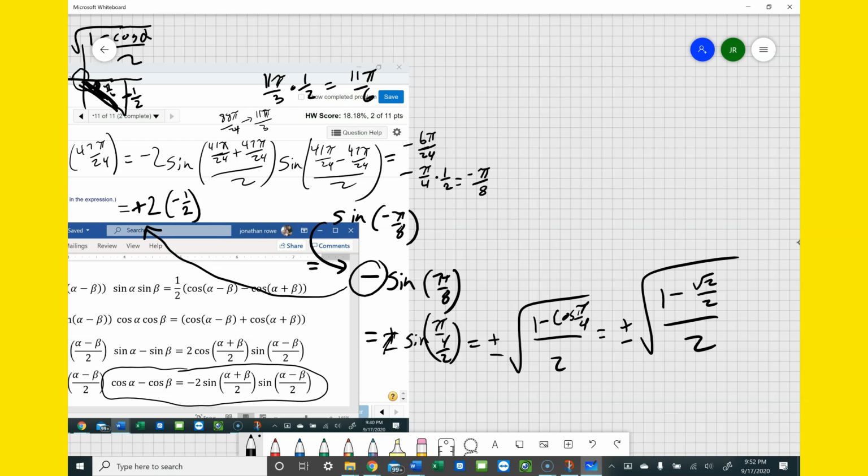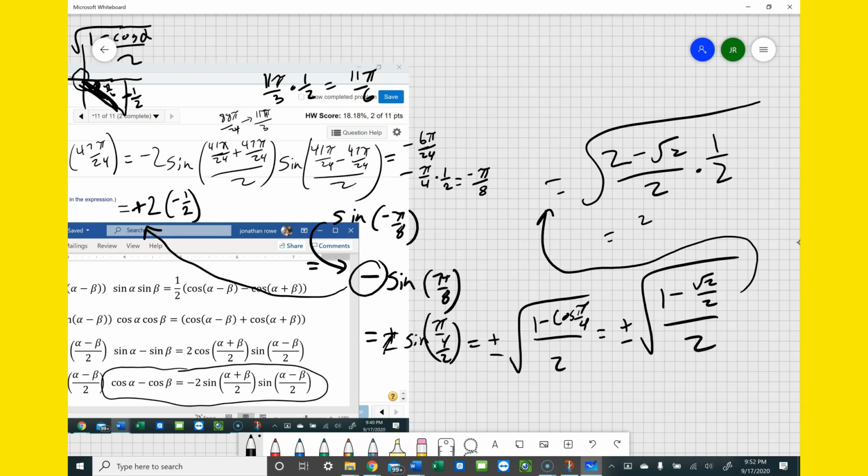And that 1 can be 2 over 2, so that becomes 2 minus root 2 over 2, over 2, which is times a half, which is 2 minus root 2 over 4, which is the square root of 2 minus root 2 over the square root of 4, which is the square root of 2 minus root 2, over 2. Golly, that was rough. Wow.